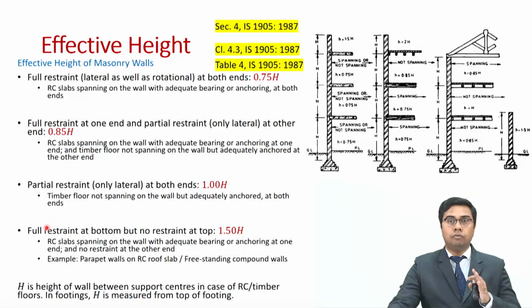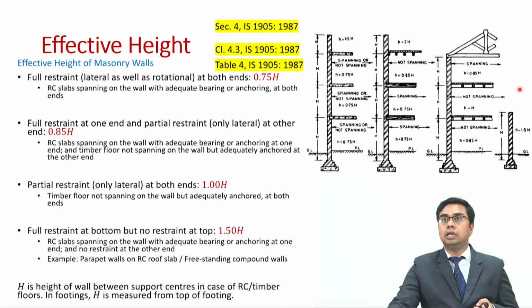Then you can have a full restraint at bottom and there is no restraint at top. Where will you find such walls? It will be in form of parapet wall at the roof or freestanding compound wall. You can also have retaining wall. So, in those cases you will have the effective height as 1.5 times the height of the wall. Mostly in case of freestanding wall, you can see that H is measured from the top of the footing.